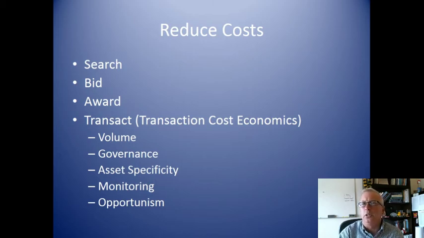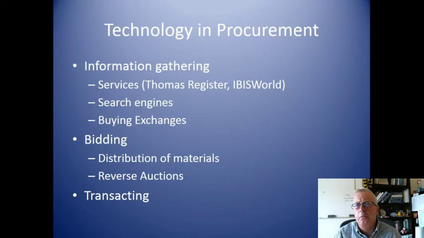And then keep in mind, we talked about that transaction cost economics, which means that there's a cost anytime you deal outside of your organization. And volume affects that, the type of contract or governance affects that, asset specificity affects that, monitoring affects that, opportunism affects that. And I'm asking you to now think about, okay, if I use technology, how would that impact those transaction costs? Would it lower all of them, some of them? Would it increase some? What is that impact of technology on transaction costs? So we're starting to pull some of these pieces together.